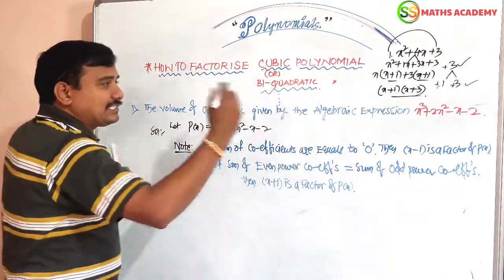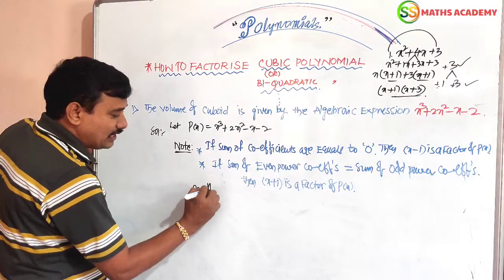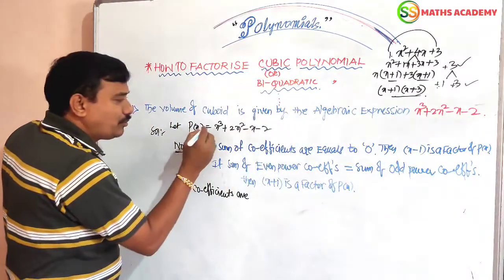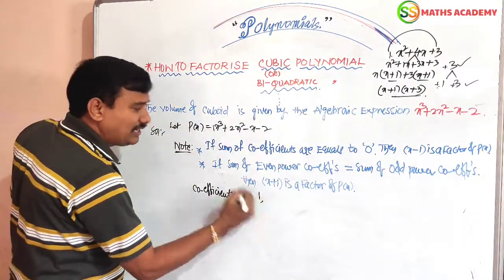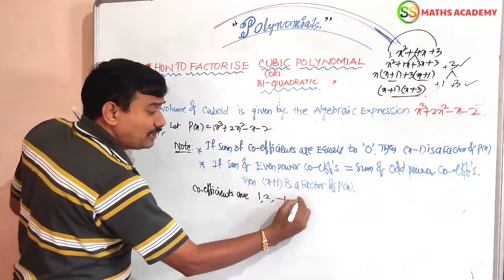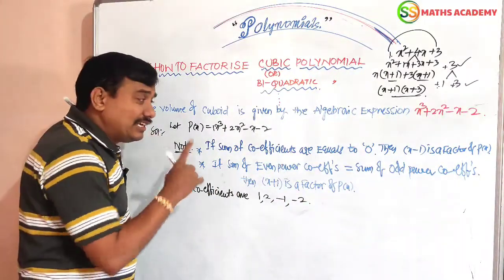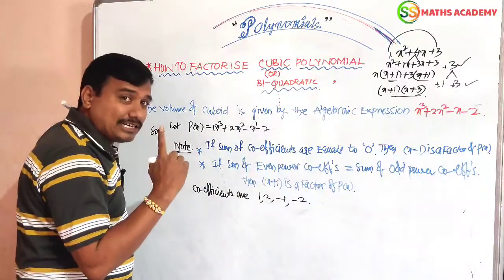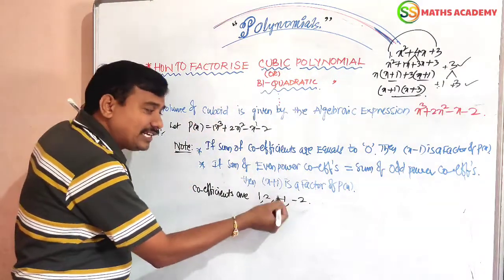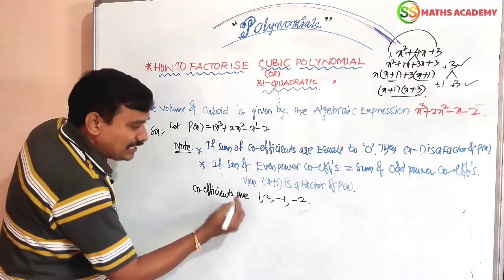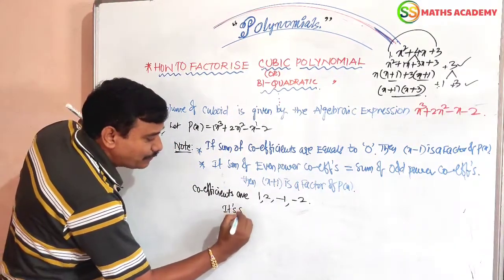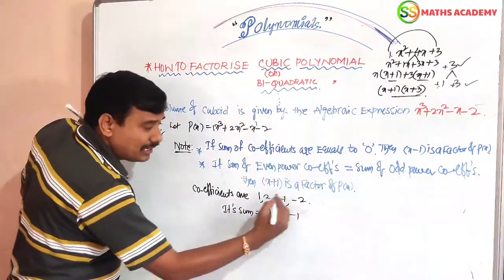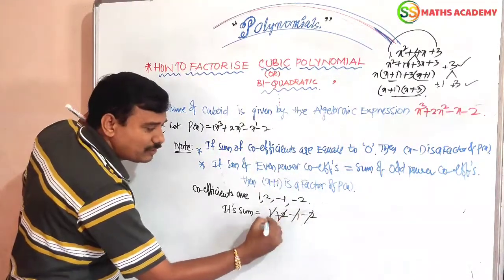Let us see. Friends, the coefficients of the given question: for x cube, the coefficient is not written, so we should consider it 1. This is 2. This is minus 1. Minus 2. You should observe one thing here: the powers are in descending order, 3, 2, 1, 0. That is compulsory. If anything is missing, you can take 0 instead. Now, the sum: 1 plus 2 minus 1 minus 2. Plus 2 minus 2, minus 1 plus 1 cancel, giving 0.